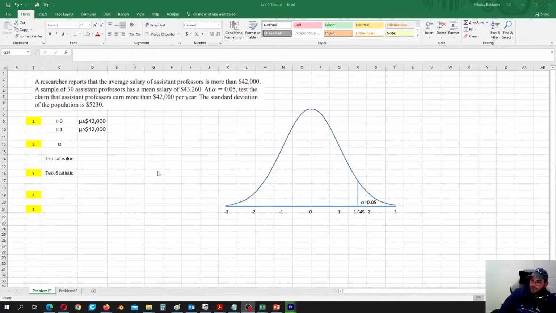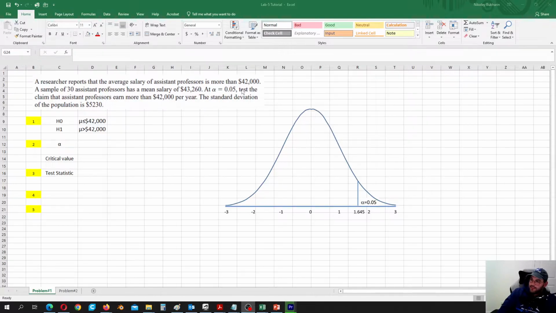Now let's solve a couple of problems. In the first problem, a researcher reports that the average salary of assistant professors is more than 42,000. A sample of 30 assistant professors has a mean salary of 43,260 at alpha equal to 0.05. Test the claim that assistant professors earn more than 42,000 per year. The standard deviation of the population is 5,230.